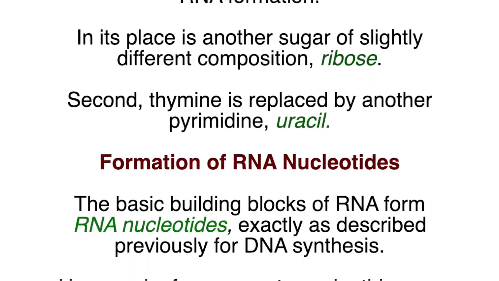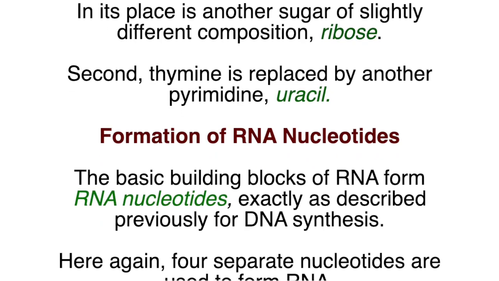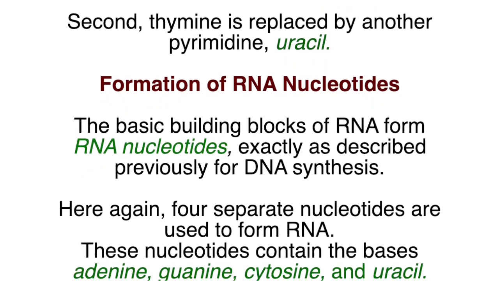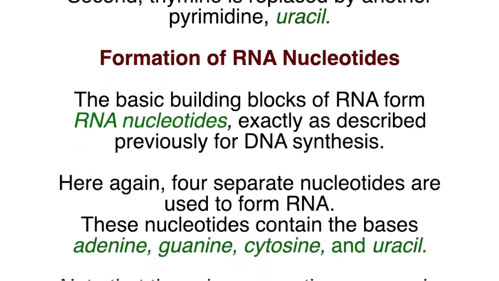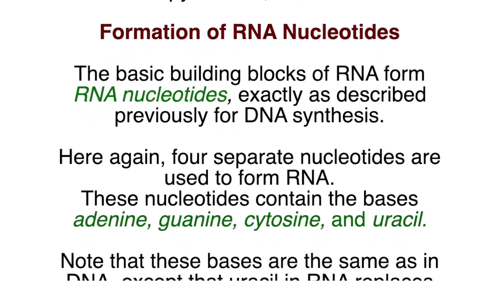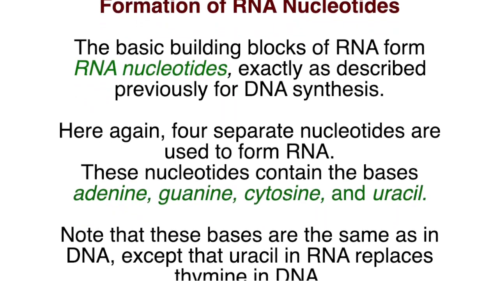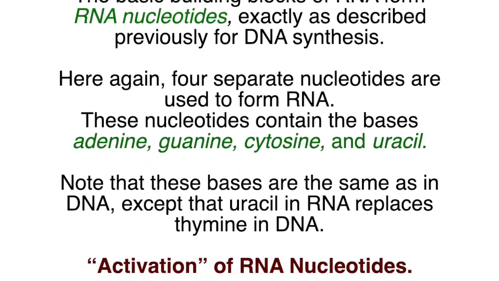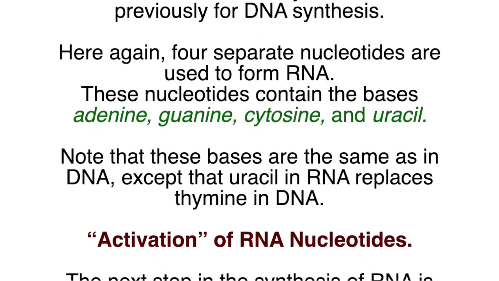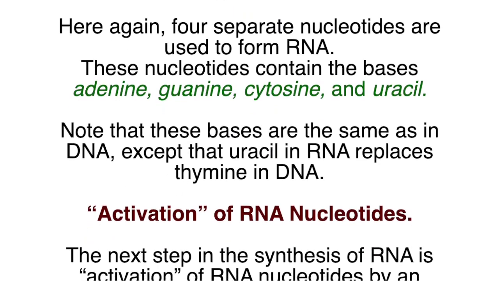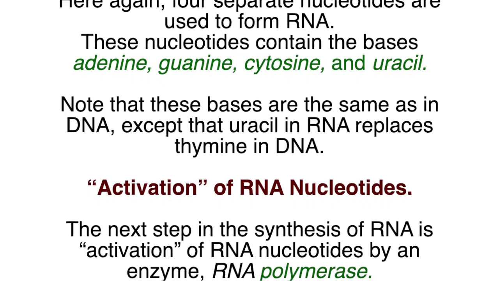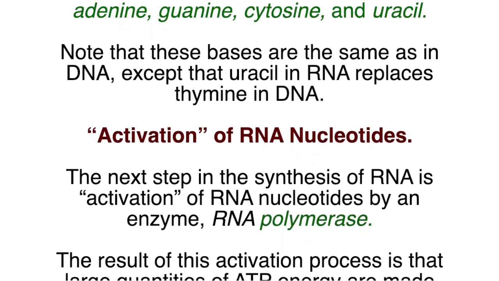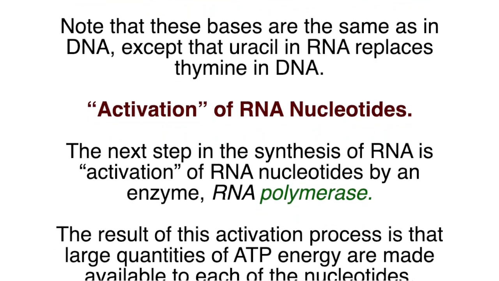Formation of RNA nucleotides. The basic building blocks of RNA form RNA nucleotides exactly as described previously for DNA synthesis. Here again, 4 separate nucleotides are used to form RNA. These nucleotides contain the bases adenine, guanine, cytosine, and uracil. Note that these bases are the same as in DNA, except that uracil in RNA replaces thymine in DNA.